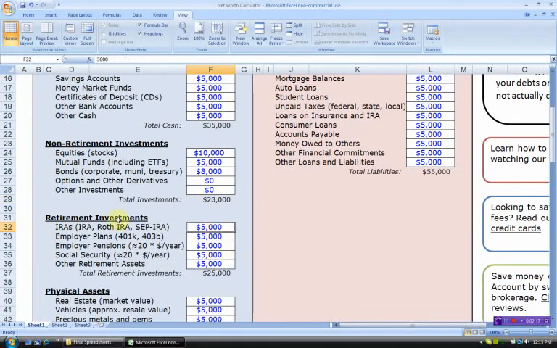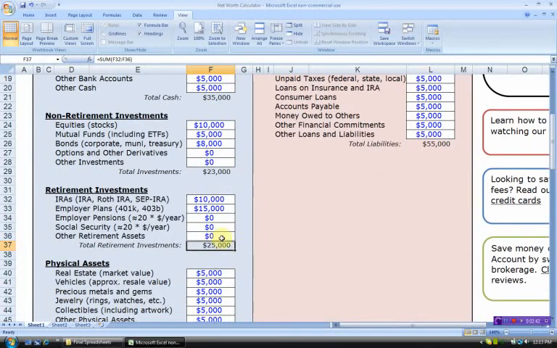Now, granted, these are just the non-retirement investments. We next up have the section for our retirement investments. What do we have in our IRA? Maybe I have $10,000 in my IRA, maybe $15,000 in my 401k. I don't have an employer pension. I'm not really collecting any Social Security right now, and you know, other retirement assets, probably don't have any of those. So you can see that this is the total calculation there.